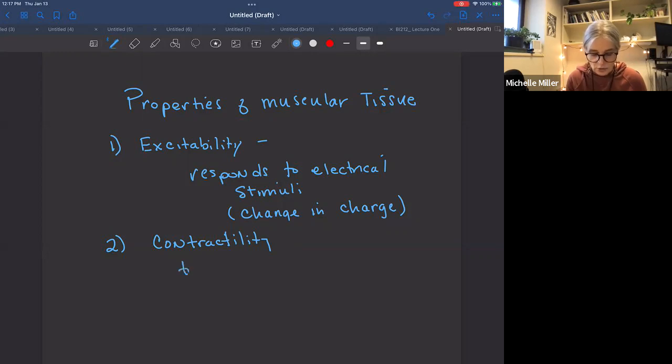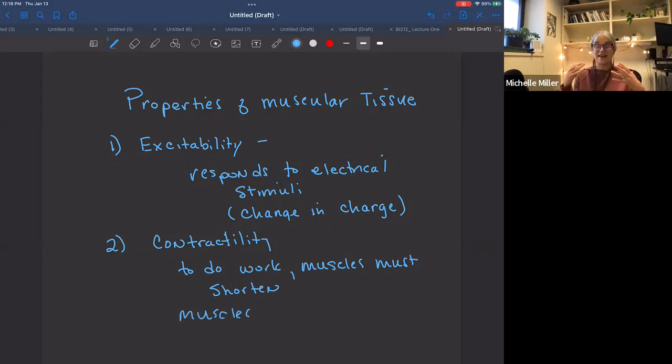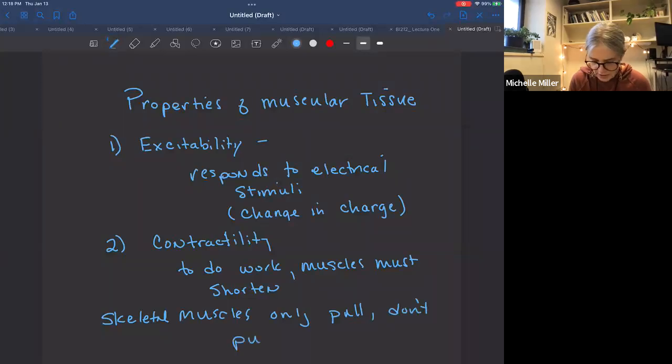So to do work, muscles must shorten. They do not push, muscles only pull. Especially when we're talking about skeletal muscles, they only pull. They don't push to do work.